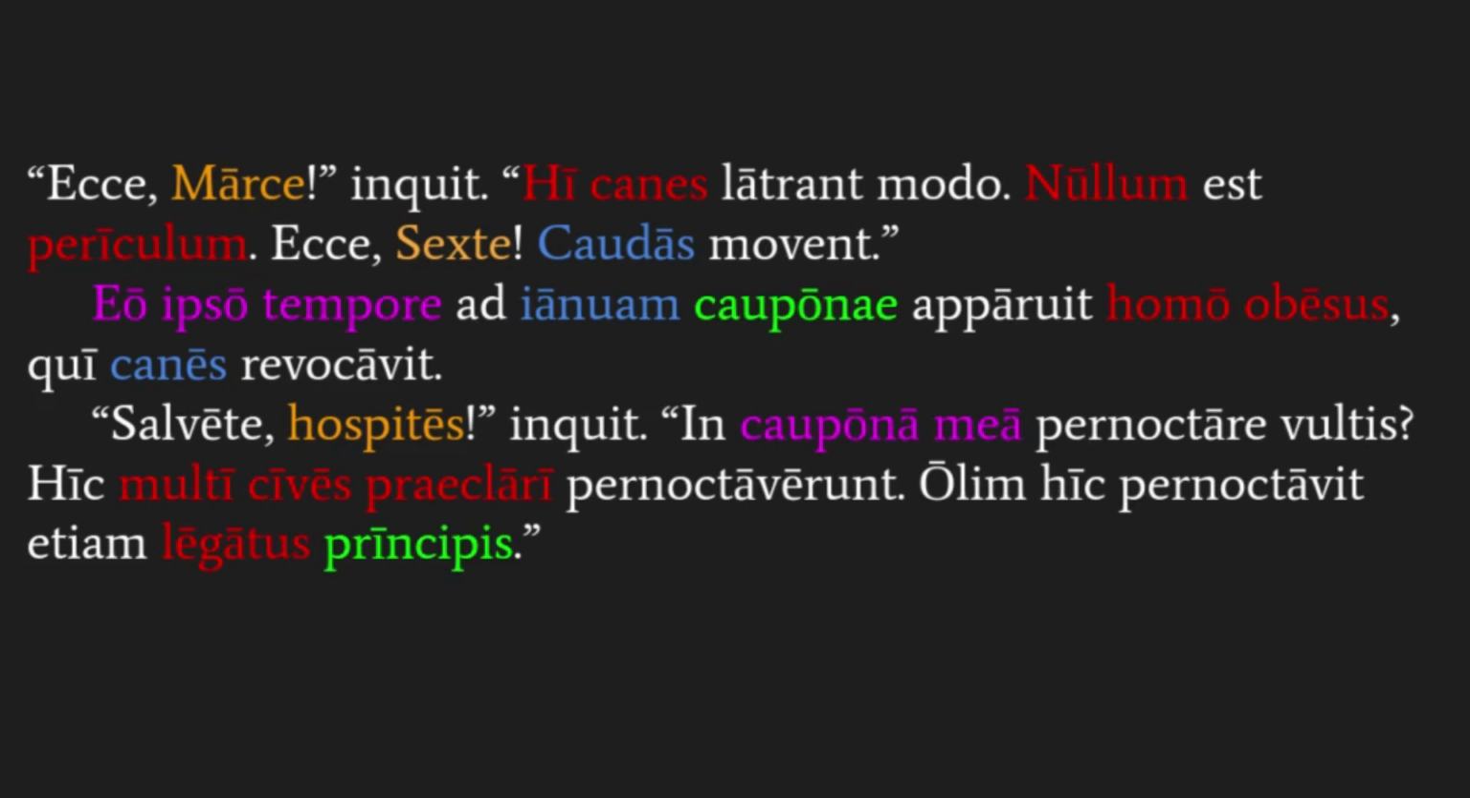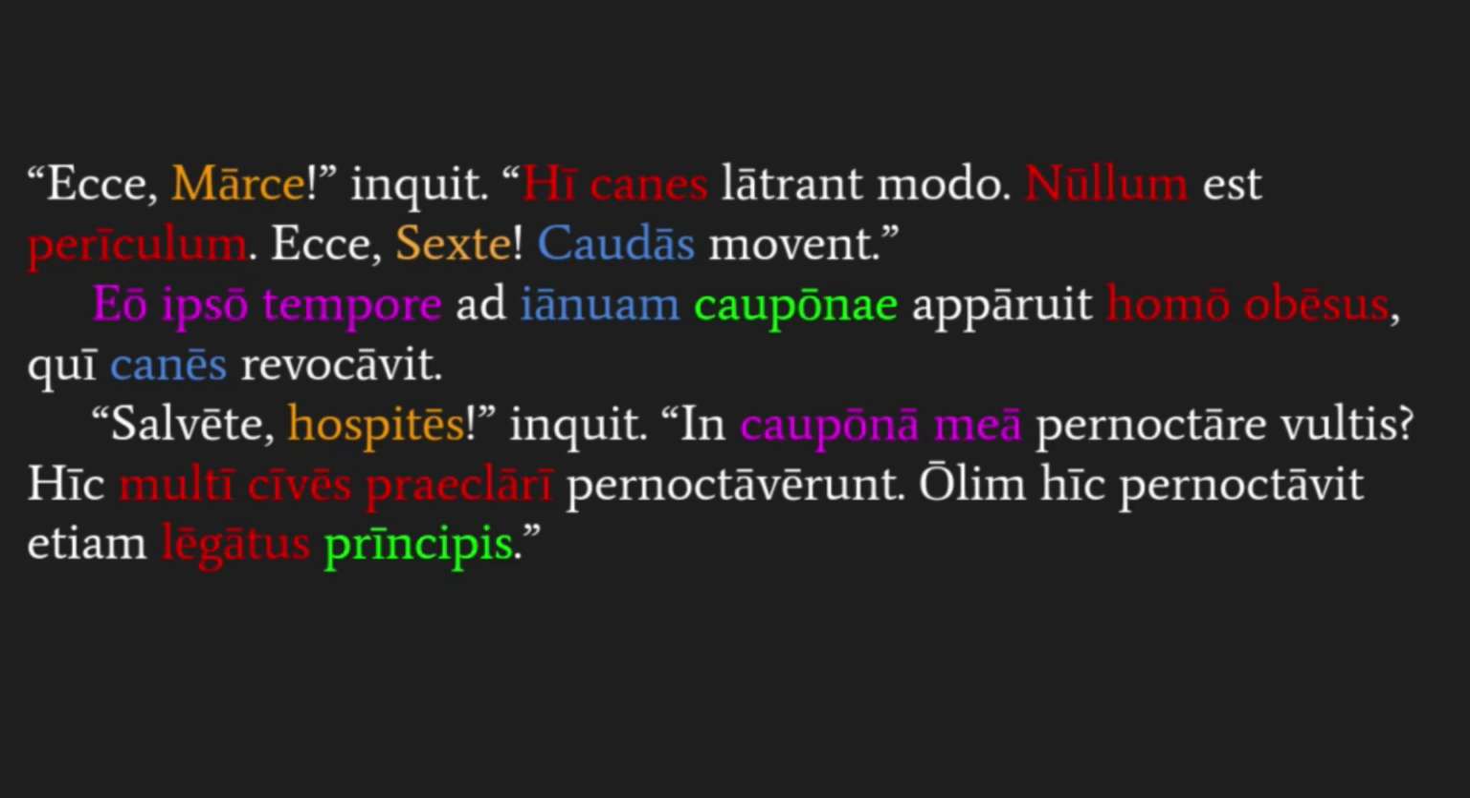In cauponā meā pernoctare vultis? So he asks a question. He says, in my inn, in cauponā meā, and it's ablative because you're showing position or location, right? Inside my inn. Vultis, you all want. But because it's a question, you say, do you want? You finish it with the complementary infinitive, pernoctare. Do you want to spend the night? So the question he asks is, do you want to spend the night in my inn? This is what he's asking them.